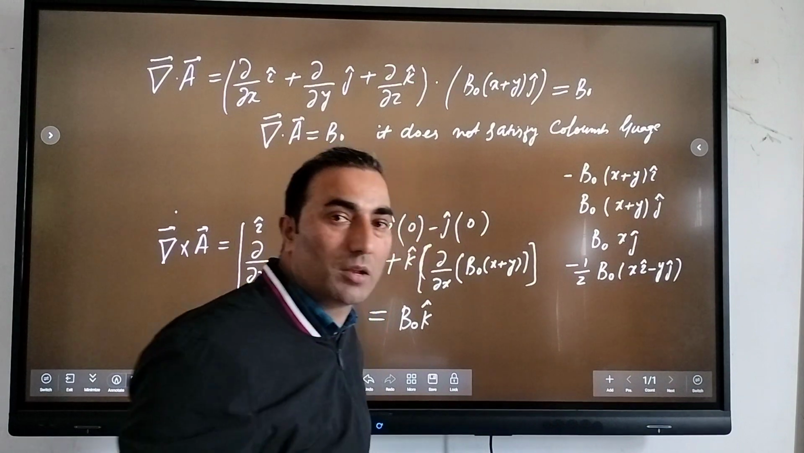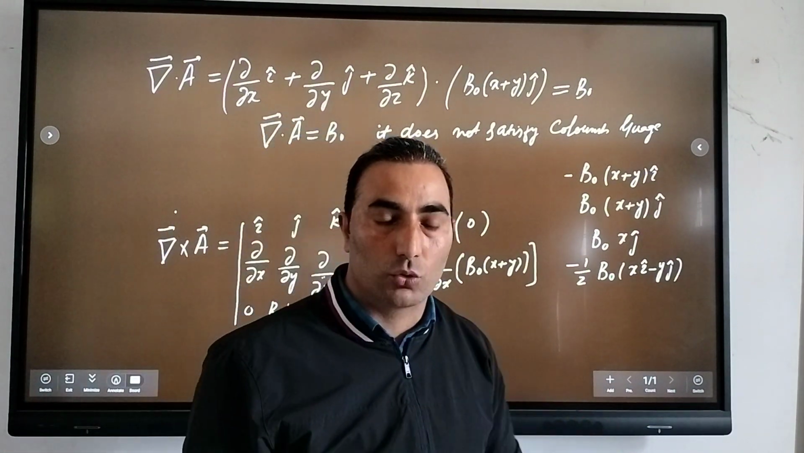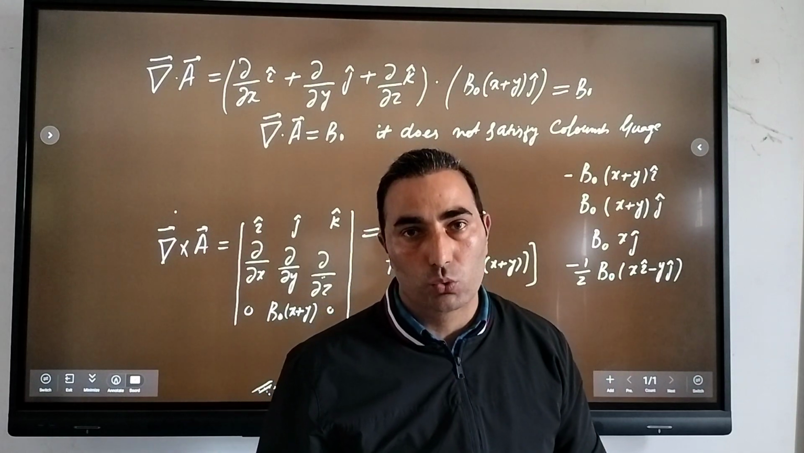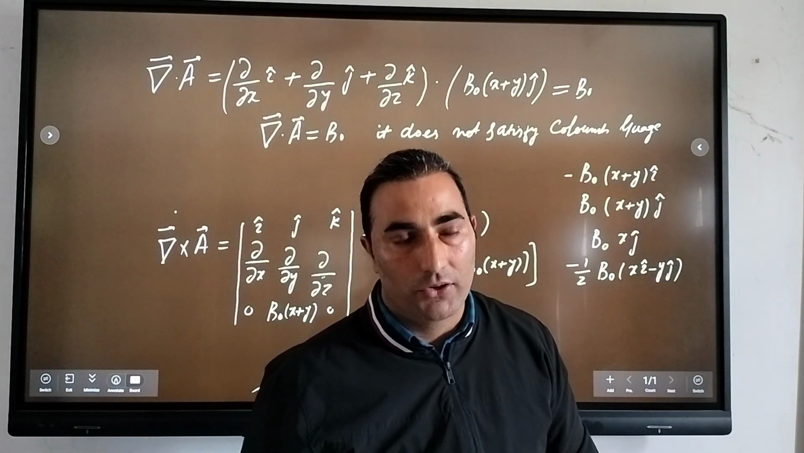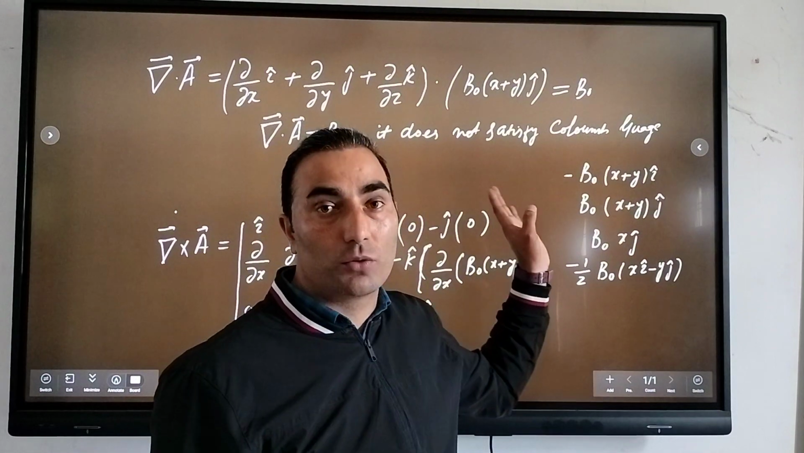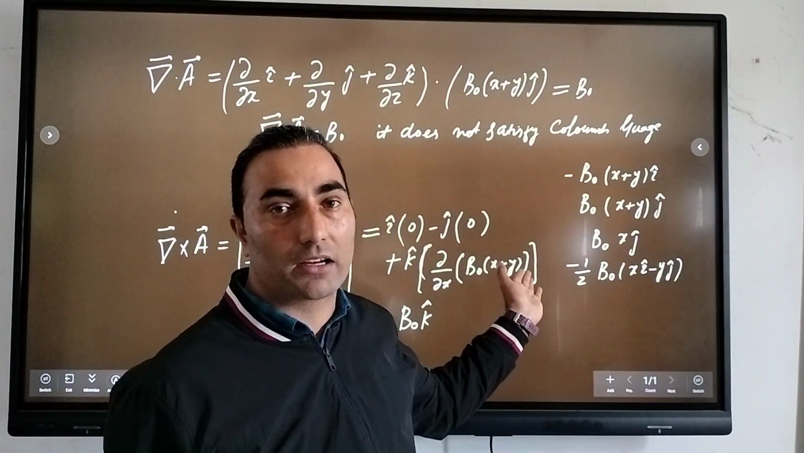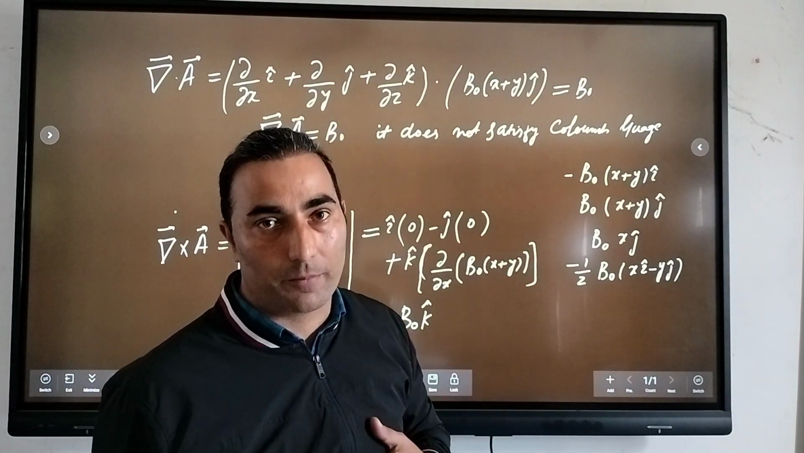तो ये कोलम गेज कंडीशन सेटिस्फाई नहीं करता है, तो उसका मतलब ये है कि हम इसको वेक्टर पोटेंशियल, we cannot choose this as a vector potential, because if we choose this vector potential then it should be nabla dot A should be equal to 0, right? Because first the magnetic field is correct, we are getting that magnetic field B equal to B naught K, right?